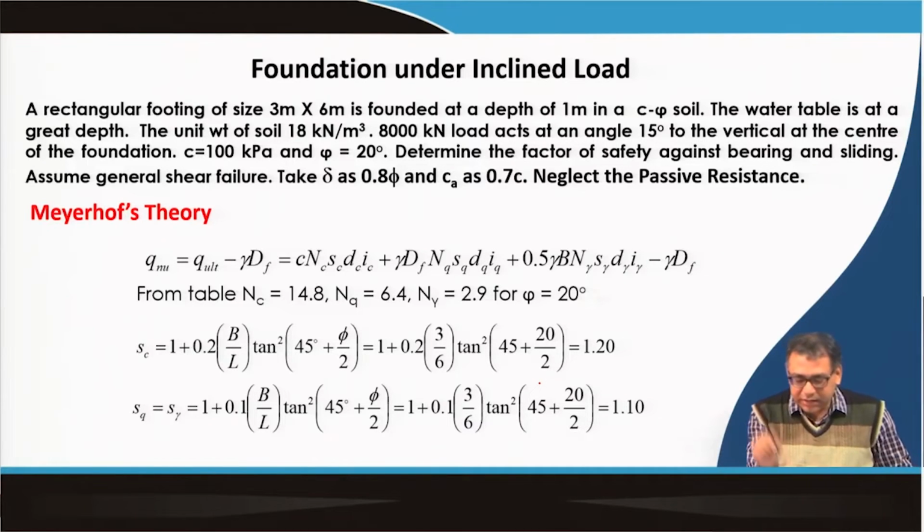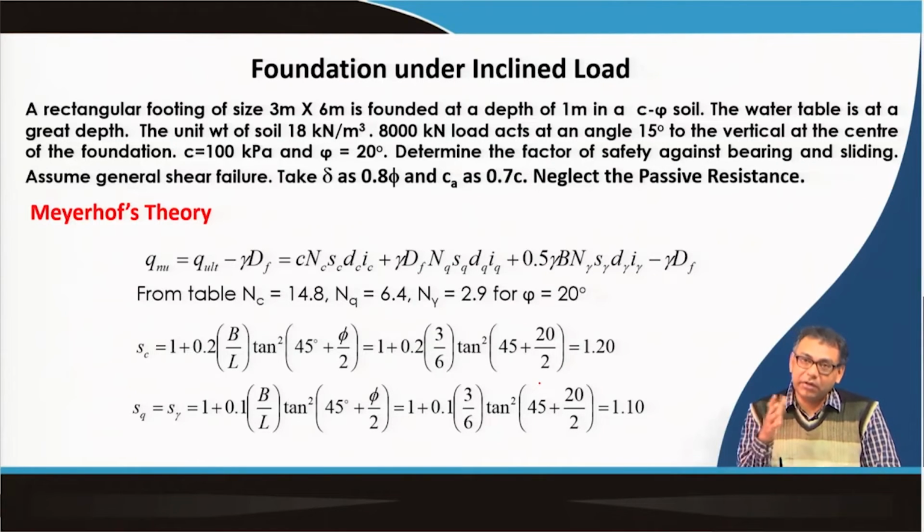So, for the foundation under inclined load, I am taking more or less the same problem, and only certain conditions are changed. The rectangular footing of size 3 meter by 6 meter is placed at a depth of 1 meter in a C-phi soil. The water table is at a great depth, the unit weight is again 18 kilonewton per meter cube, and an 800 kilonewton load acts at an angle of 15 degree to the vertical at the center of the foundation. That means there is no eccentricity, the load is acting at the center, but at an angle of 15 degree with the vertical.